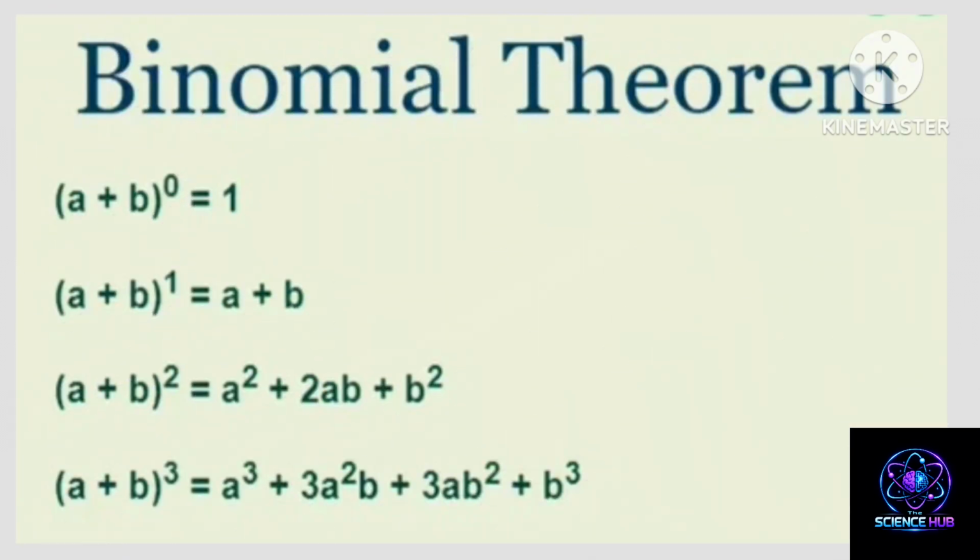For example, (a + b)^0 equals 1, (a + b)^1 equals a + b, (a + b)^2 equals a² + 2ab + b², (a + b)^3 equals a³ + 3a²b + 3ab² + b³.